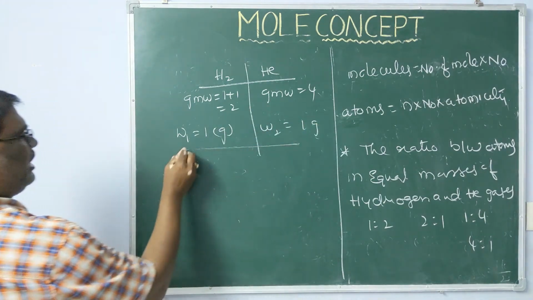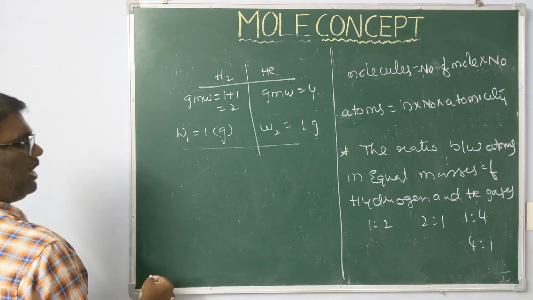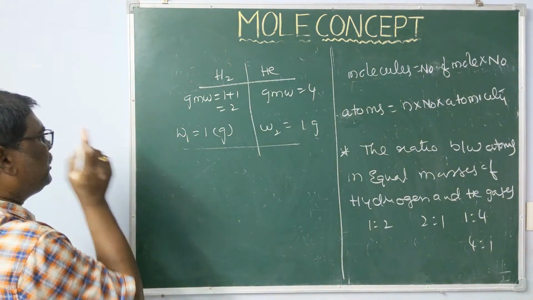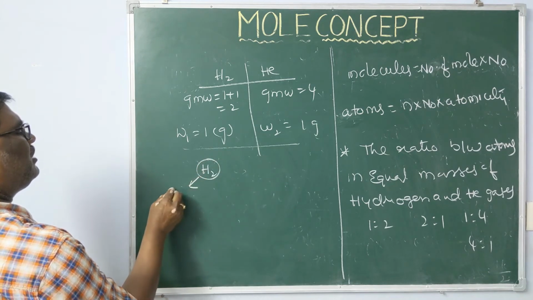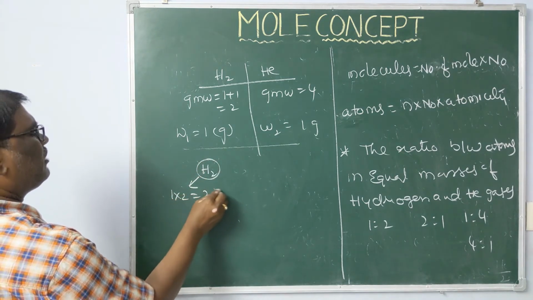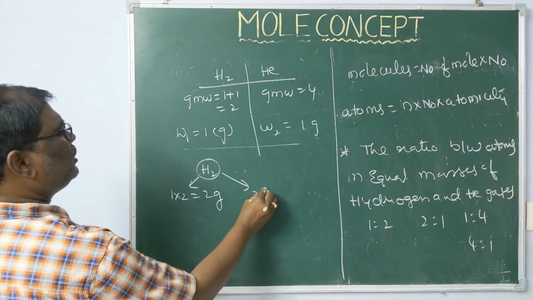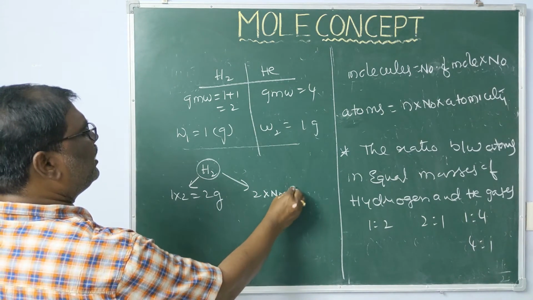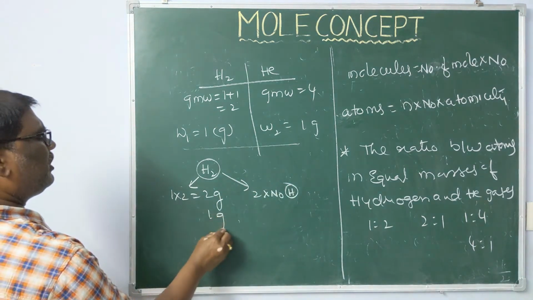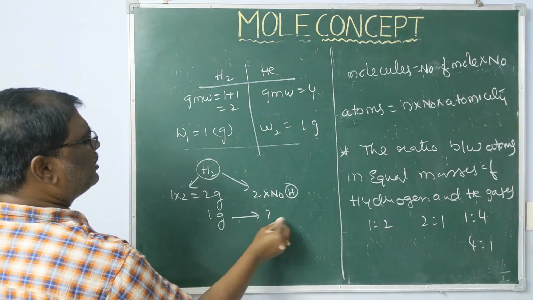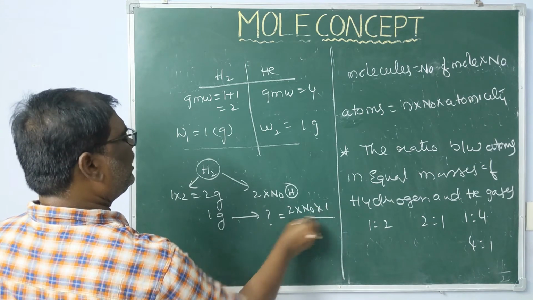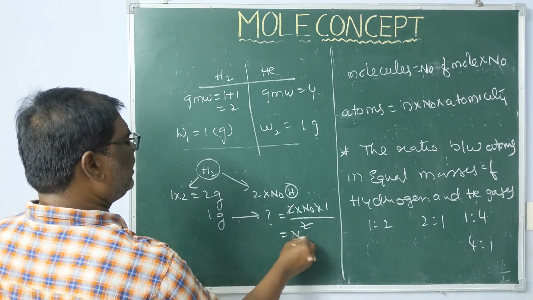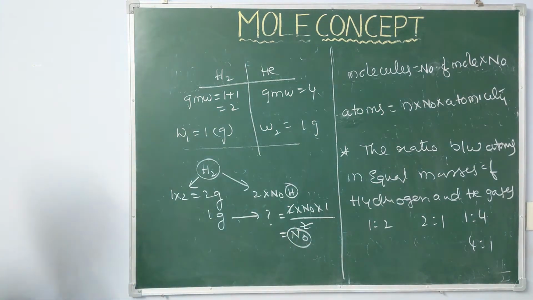So how can we calculate the atoms? Take the basic one. What is the weight of hydrogen? 1 into 2, that is 2 grams. 2 grams of hydrogen has 2 into Avogadro number of hydrogen atoms. Now you are asked for 1 gram. So the answer is 2 into Avogadro number into 1 by 2, that means we get N naught atoms.